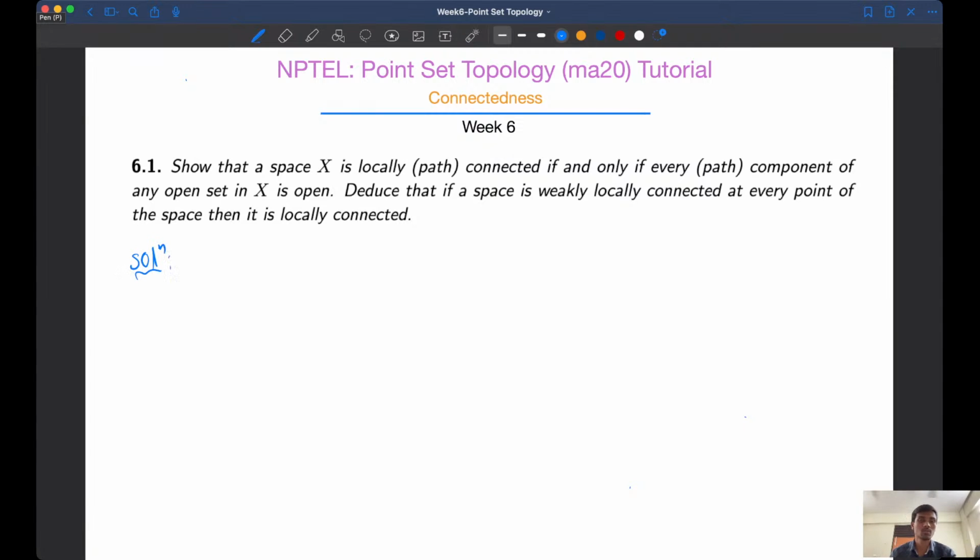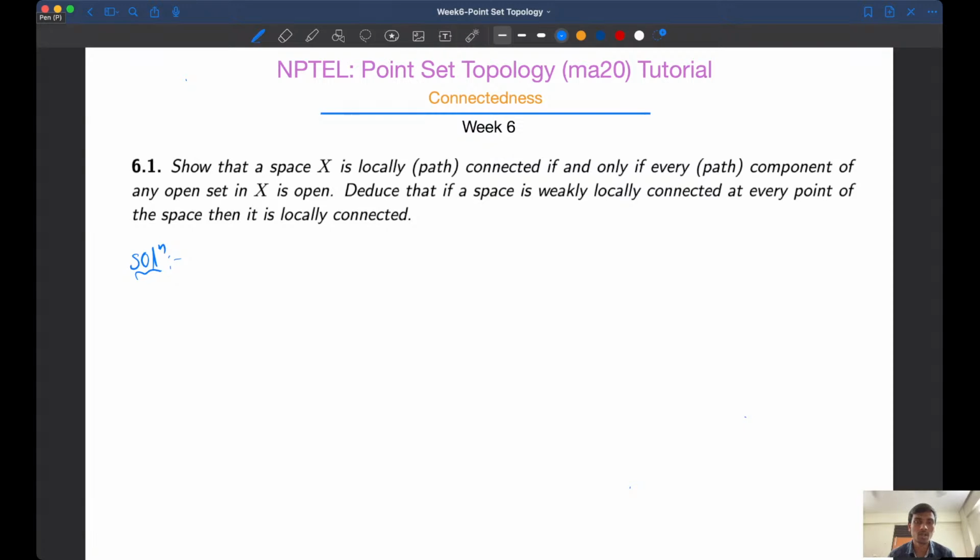The problem is basically: suppose X is locally connected or even path connected, then this is satisfied if and only if every path component, or component means just connected component, of any open set in X is open. So if it is path connected, then every path component should be open, otherwise just connected component. The path version you can just forget, they have exactly the same proof.